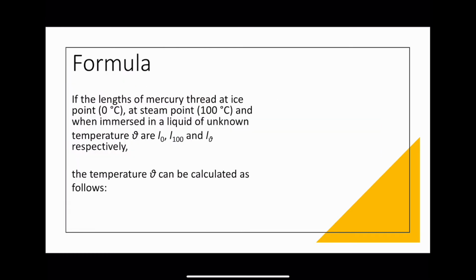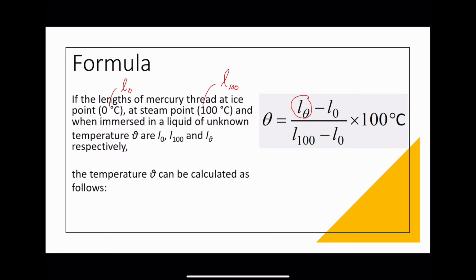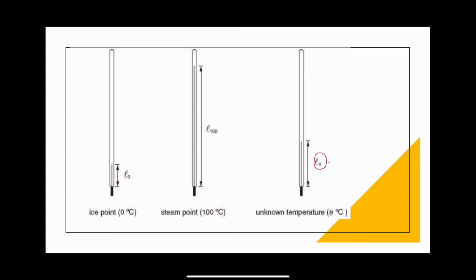Okay, after we carry out the activity, we can get the unknown temperature by using this formula. From the activity, we have ice point, which is L0, and then we have steam point, which is 100 degrees Celsius. We'll note this as L100, and then we also have L theta. So the temperature theta can be calculated as L theta, which is the length at the unknown temperature, minus L0, over L100 minus L0, times 100 degrees Celsius.